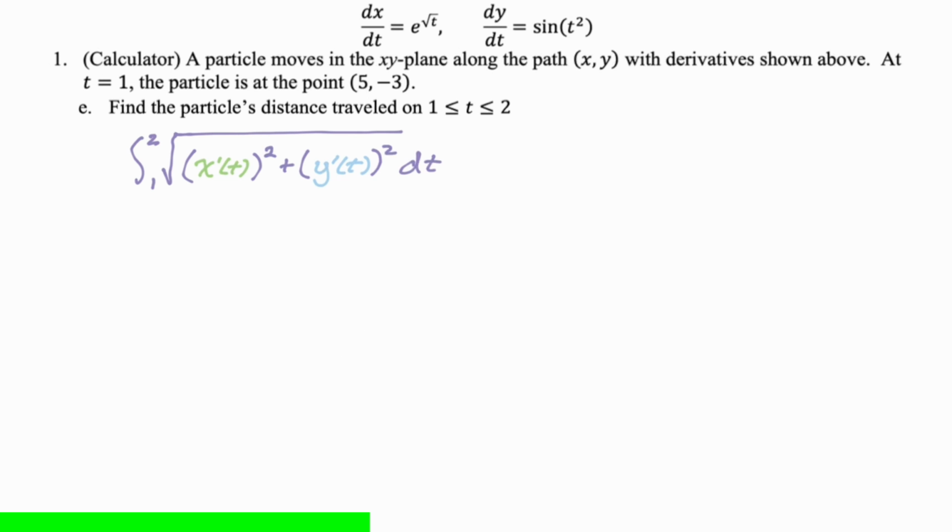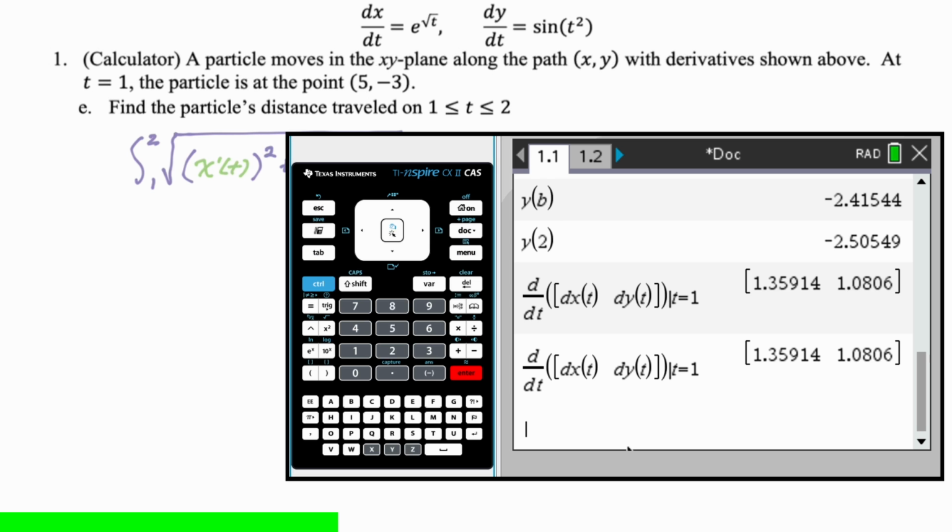You're just integrating speed, but it feels a little bit different. Magnitude of velocity is what you're integrating. Just memorize it. Never get it wrong. Let's pop over to the calculator, see what we get. We have to do a definite integral.